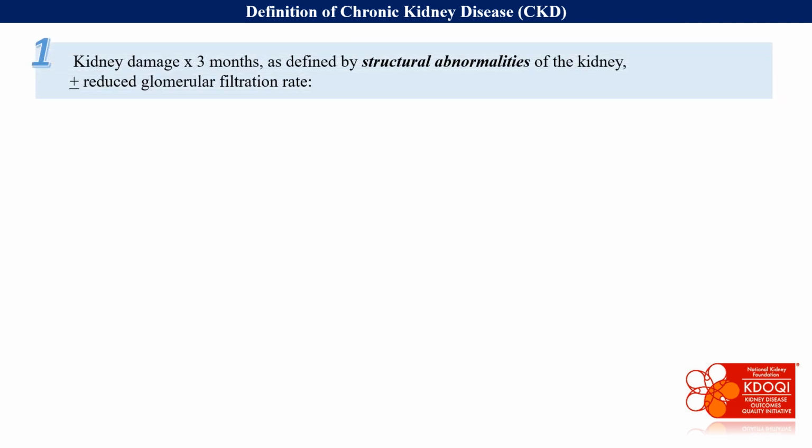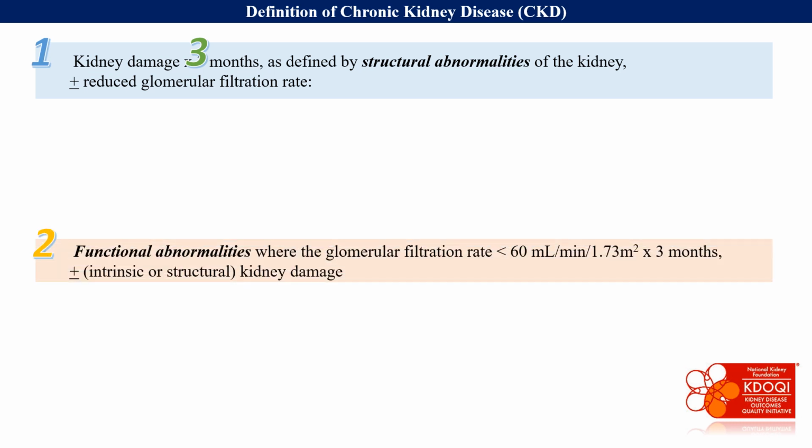Chronic kidney disease or CKD is defined as having kidney damage for 3 months or more due to structural abnormalities with or without reduced glomerular filtration rate, or having functional abnormalities where the glomerular filtration rate falls to below 60 with or without structural damage for 3 months or more.